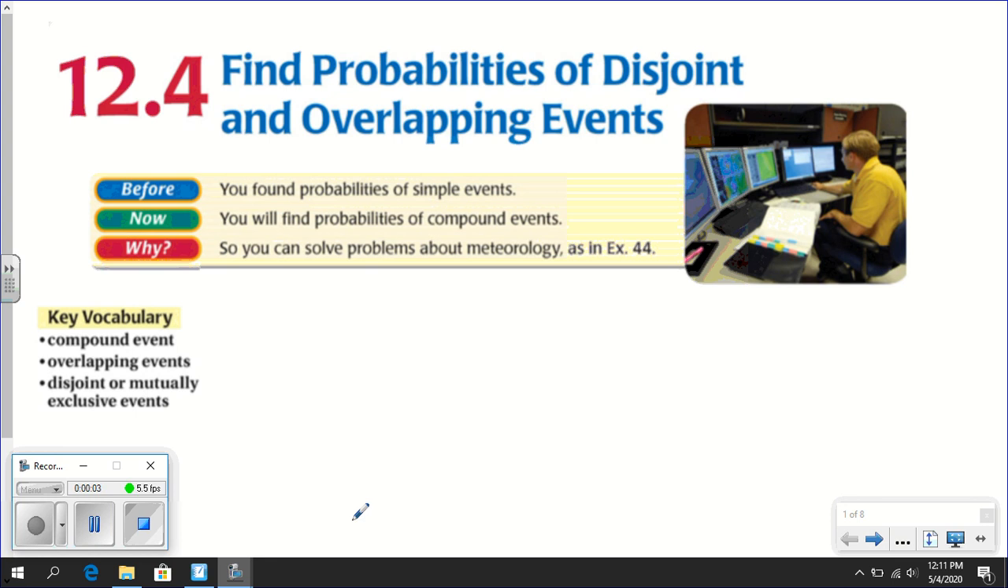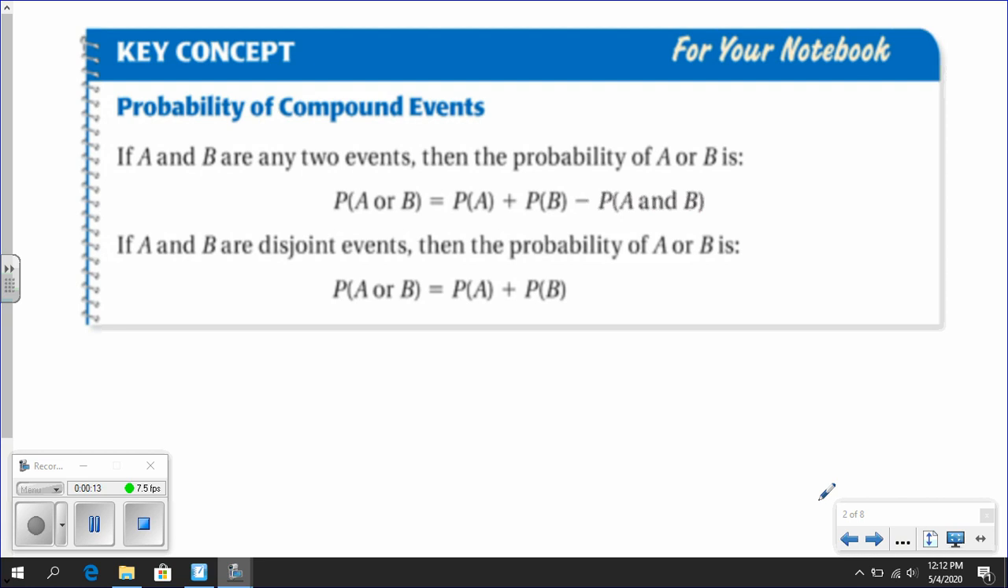Hi everyone! Today we are going to learn 12.4, which is find probabilities of disjoint and overlapping events. So the first thing we're going to talk about are probabilities of compound events, and there are two equations we're going to use for this.